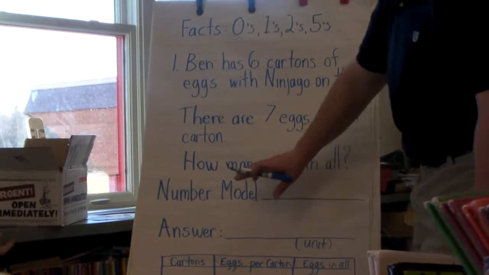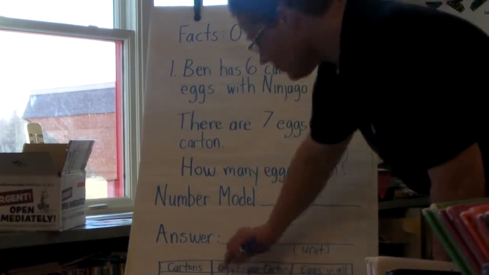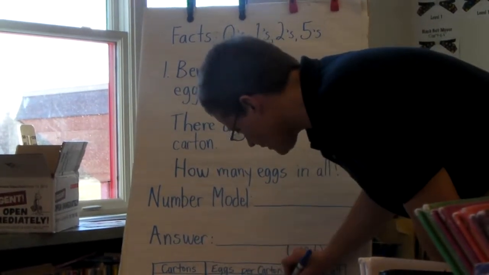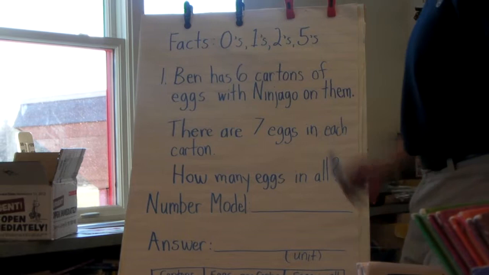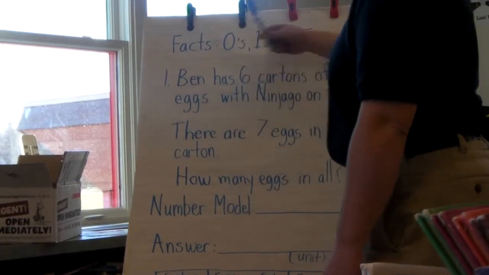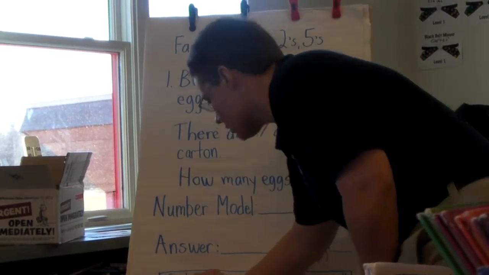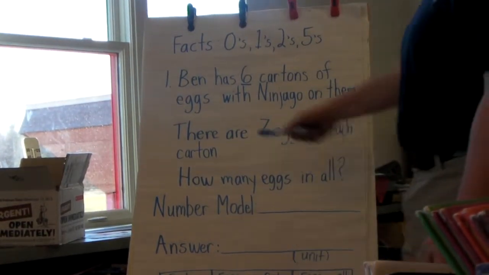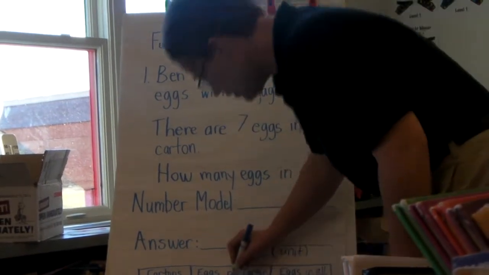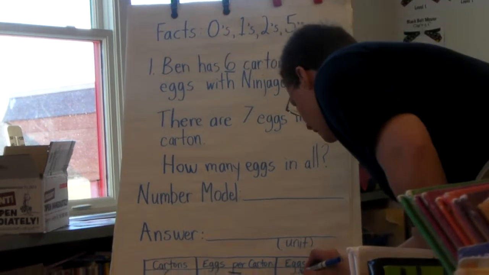So we need to come up with a number model. We need to know what the answer is and the units. And we have these boxes down here that can help us. So I'm going to fill in the information I know first. Cartons. There are 6 cartons. So I'm going to write a 6 right down here. And eggs per carton, well, this says there are 7 eggs in each carton. 7. So how many eggs in all? That's what I'm trying to find out.